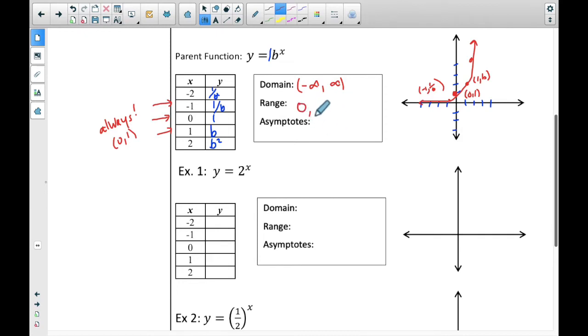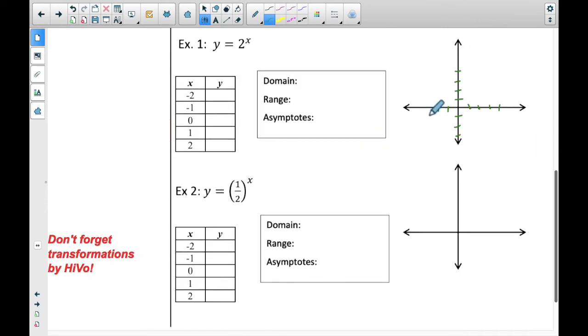We'll write that down next. It can go up to infinity, and it's not going to include 0. It does not include 0 because our asymptote is y equals 0. Those domain and range are going to be common as well. Let's take a look at the next example.